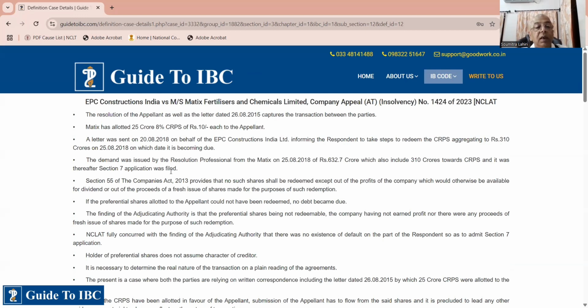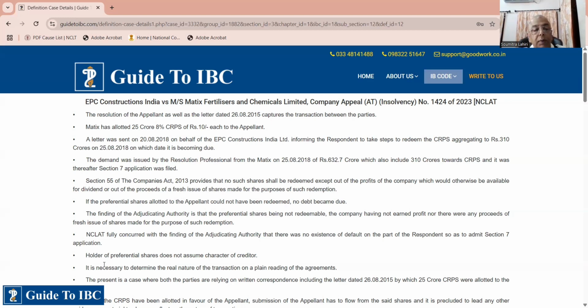Now, what it says is that the demand was issued by the resolution professional for the matrix on 25 for rupees 632.7 crore, which also included 310 crores towards CRPS, and it was thereafter the Section 7 application was filed. Section 55 of the Companies Act 2013 provides that no such shares shall be redeemed except out of the profits of the company, which would otherwise be available for dividend, or out of proceeds of a fresh issue of shares made for the purpose of such redemption. So a preference share can be redeemed out of profits of the company or by making another fresh issue. So once that is not done, the default cannot be said to have arisen.